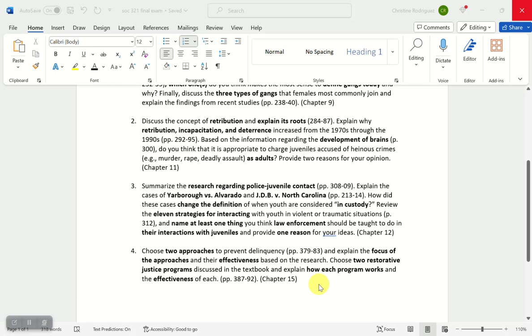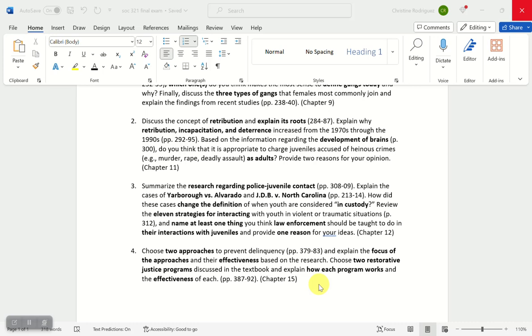The last question from chapter 15 asks, choose two approaches to prevent delinquency and explain the focus of the approaches and their effectiveness based on the research. There are about 4 or 5 different approaches to preventing delinquency, so choose 2 of them, explain the focus of the two approaches you've chosen, and the effectiveness of these approaches based on the research.